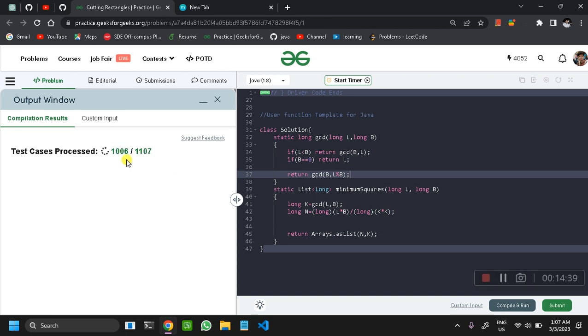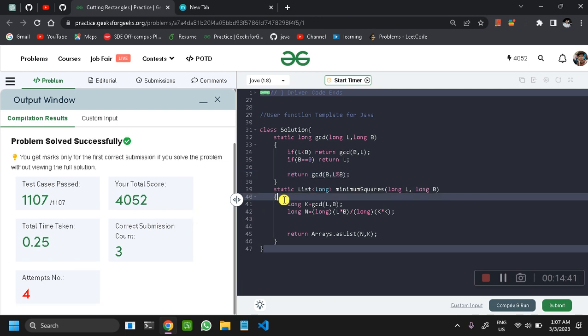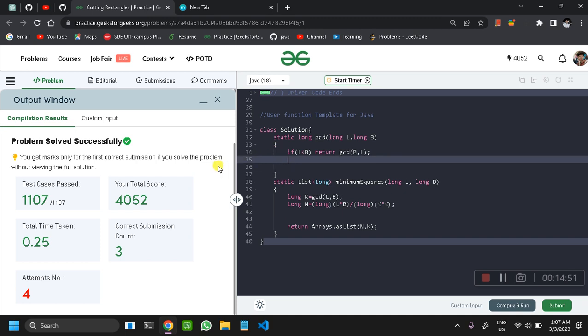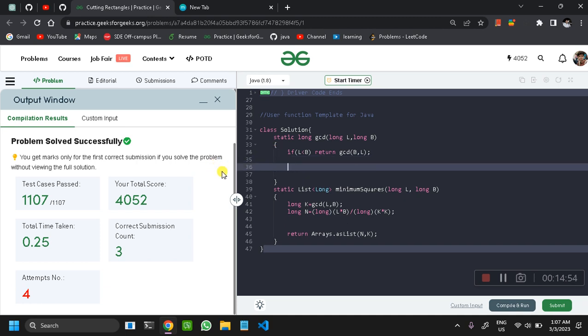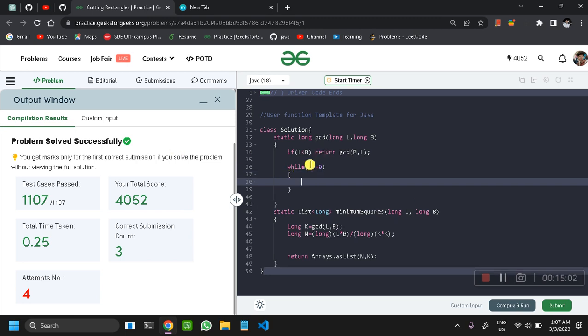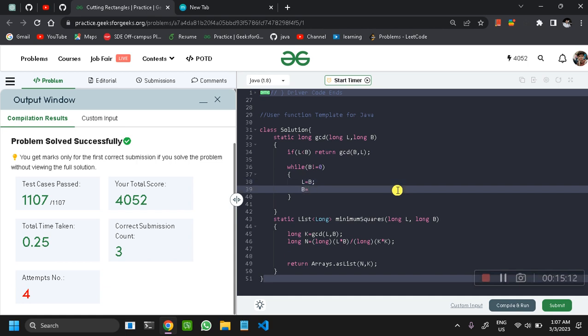Okay, so you can see that this code is working, but what I want is to make this function iterative. Why am I making this iterative? Because you can see it's recursive and it can cause a stack overflow error. So what I'm going to do is, while my b is not equal to 0, while my b is nothing but my divisor, so while my divisor is not equal to 0, I'm going to have my L as b and my b as L mod b.